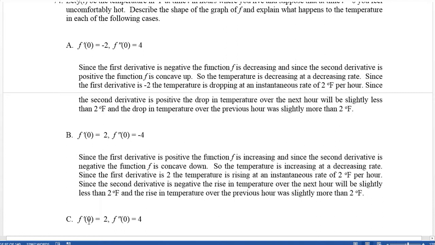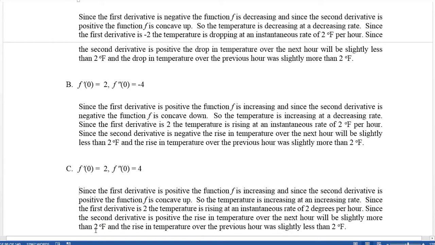okay, the first derivative is positive, so once again the function's increasing. So the temperature is going up, and again at about 2 degrees Fahrenheit per hour. So in an hour from now, we can expect it to be about 2 degrees hotter than it is now. But this time, the second derivative is positive, so the derivative is increasing, and the original function is concave up. So the function f is increasing and concave up.